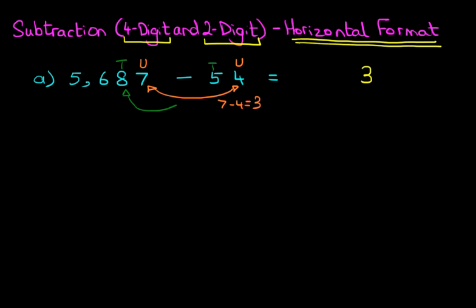We've got 8 tens minus 5 tens. So we've got 8 minus 5. 8 minus 5 is 3. So we can write that one down. 3. How about the hundreds and the thousands? Well, in this example, these two digits do not change. Okay, we've done the subtraction and they do not change. So let's write those down.